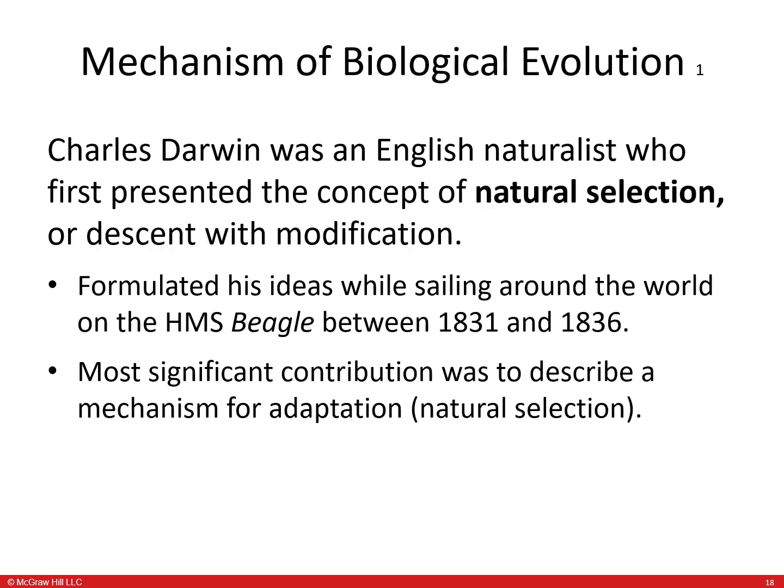Charles Darwin is known as the father of evolution. He was an English naturalist who first presented the concept of natural selection, or descent with modification. He formulated his ideas while sailing around the world on the HMS Beagle, between 1831 and 1836. His most significant contribution was to describe a mechanism for adaptation that he called natural selection.